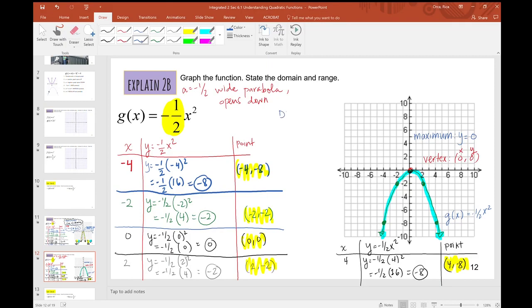For the domain, where do our x values begin? Well, if we look at the ends of our graph, we can't really pinpoint where our x values begin. So I'll put negative. We know that on the left end our x value is negative, and we also know that our y value is negative. And for the right end of the graph, we know that our x value is positive and our y value is negative.